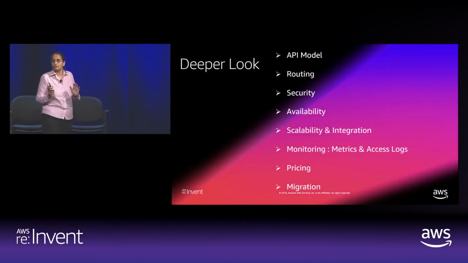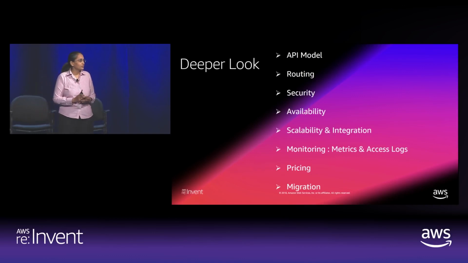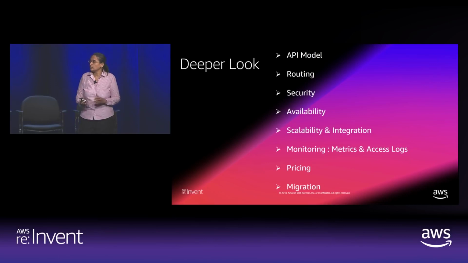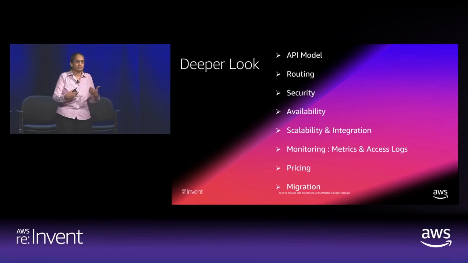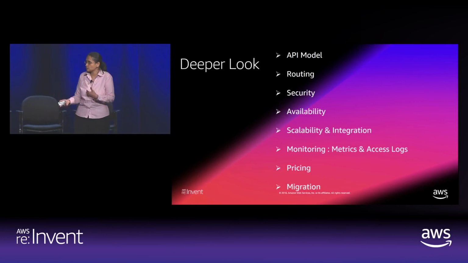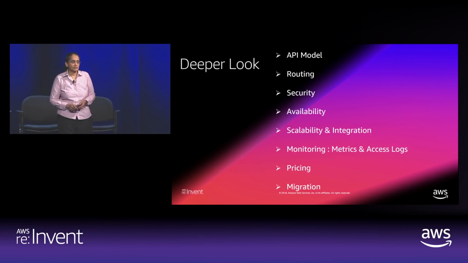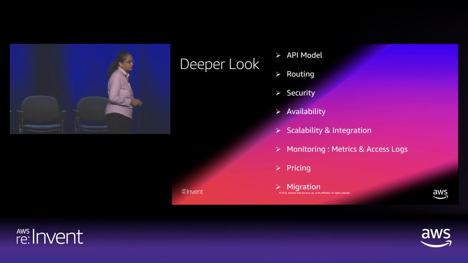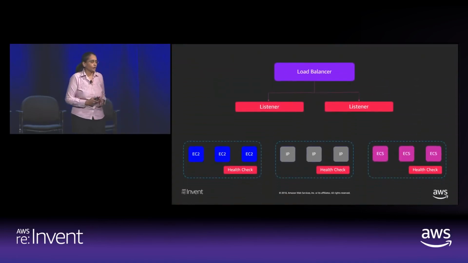So just looking deeper into an application load balancer, we'll cover what the API model changed to, the routing features that we support, security features on the load balancer, the availability model that we use for our own load balancer, and also what we recommend for your application architectures, how we want to scale your applications, the integration with the rest of the ecosystem, especially containers and service mesh architectures, the monitoring of your applications, and the pricing models, and how you want to migrate from your current classic load balancers to an application load balancer. So let's start with the API models.